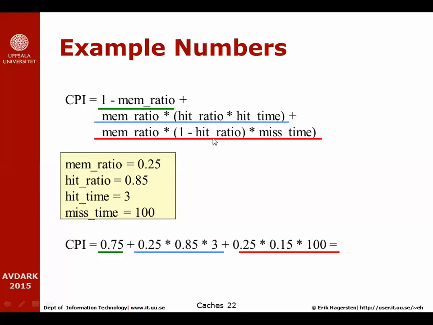So we just plug in the numbers here, and we can get the CPI for this perfect core running with this simplistic cache design. So we have the green component, the blue component, and the red component. And it all comes together to 5.14. So even though we have a perfect core that, if everything is ideal, can complete an instruction every cycle, this cache will slow down the execution by a factor of 5 or more. That's because the memory is slow and we are not getting a perfect hit ratio in that cache.